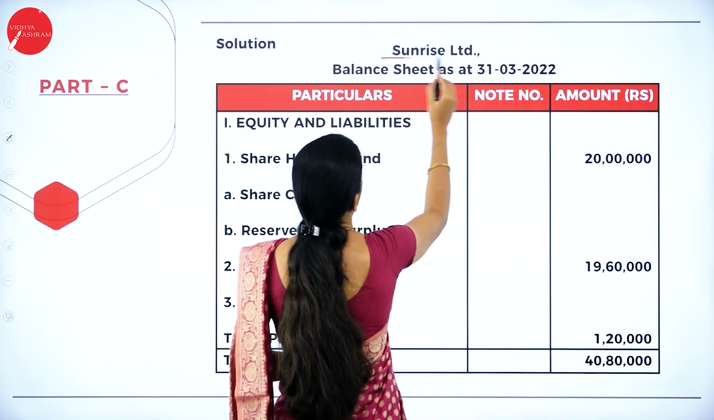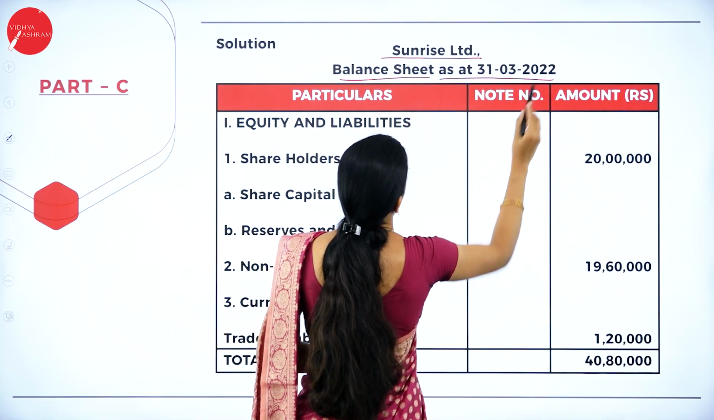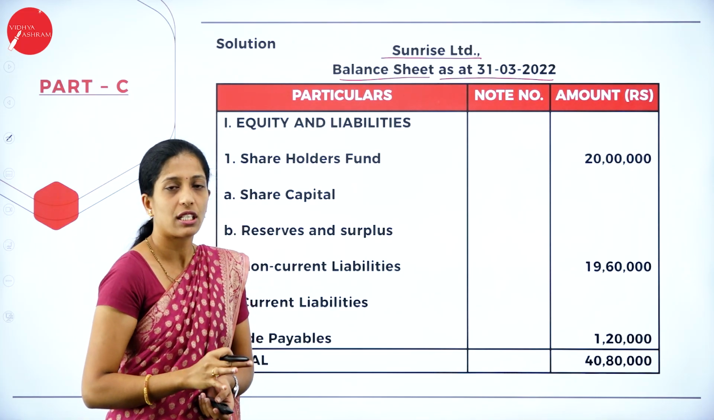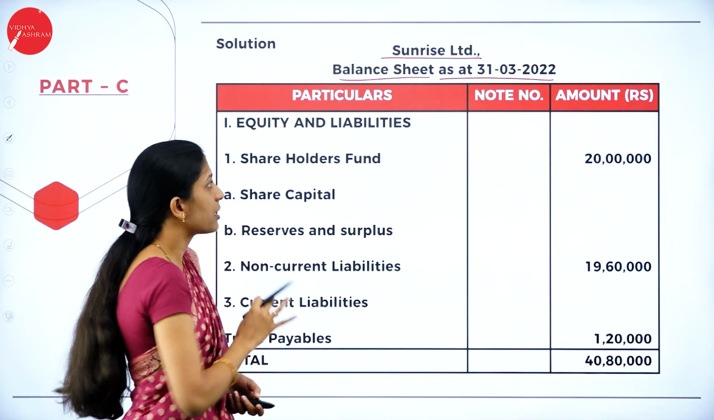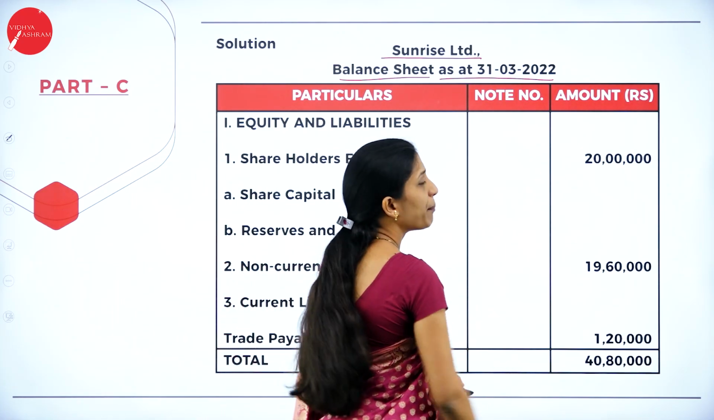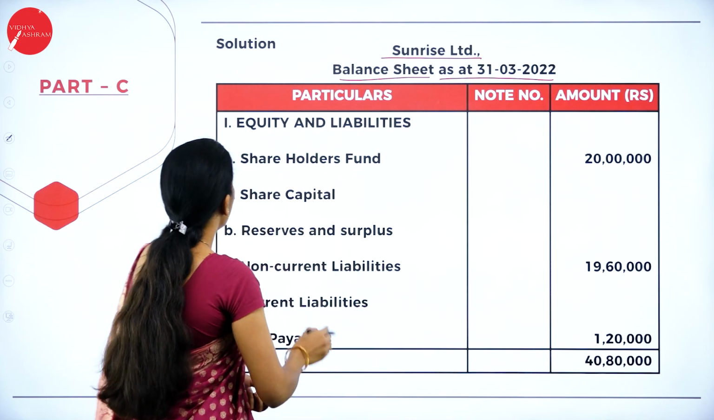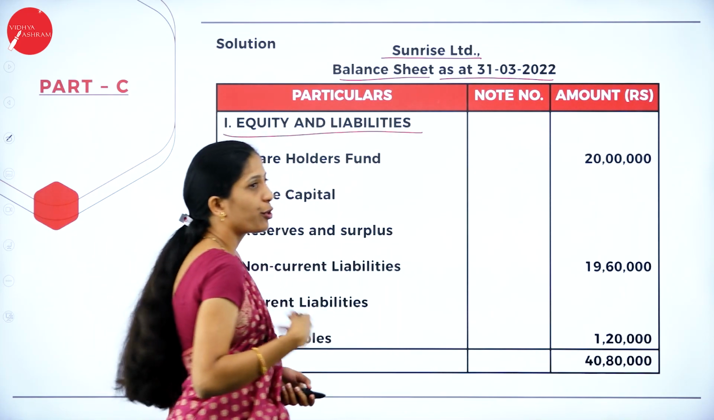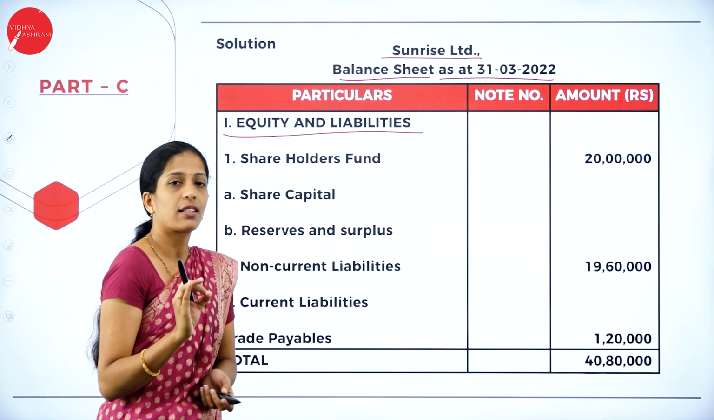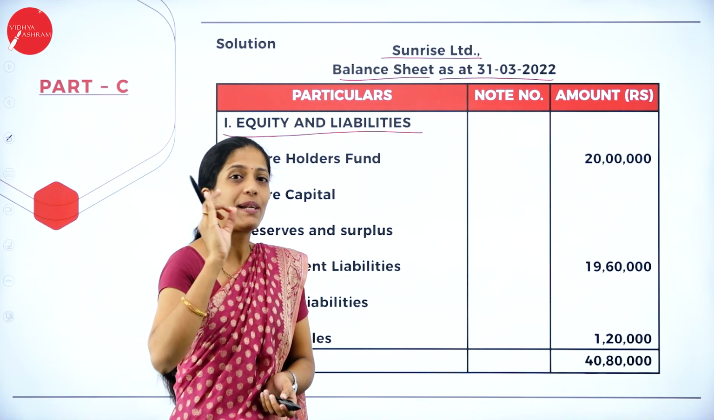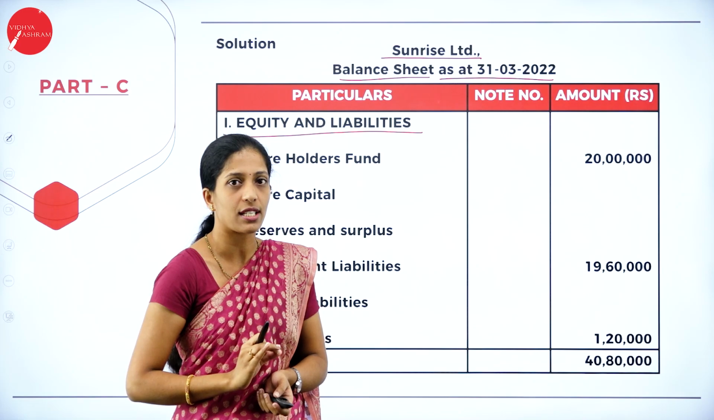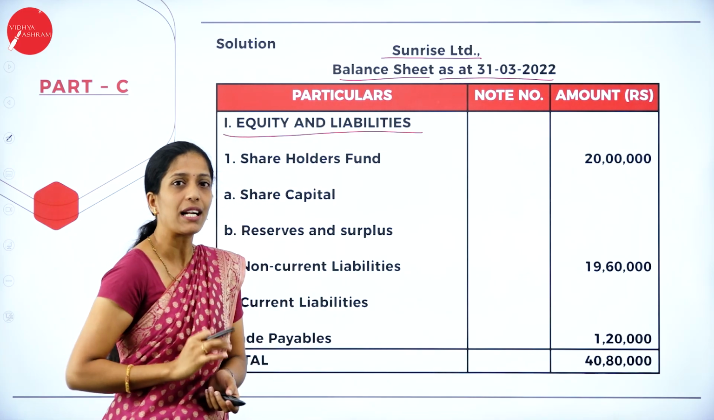Write the heading Sunrise Limited balance sheet as at 31st March 2022. Your format as per Schedule 3 of Companies Act 2013, the balance sheet format is like this: particulars, note number, amount in rupees. So first, what is the format? How do you begin your balance sheet? With equity and liabilities. So if you learn the financial statement properly, it will be easy for you to solve the 12 marks problem on analysis of financial statement, because you have to know this format properly.